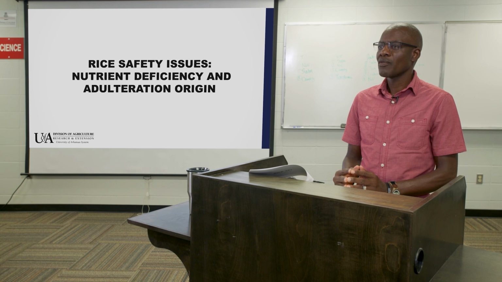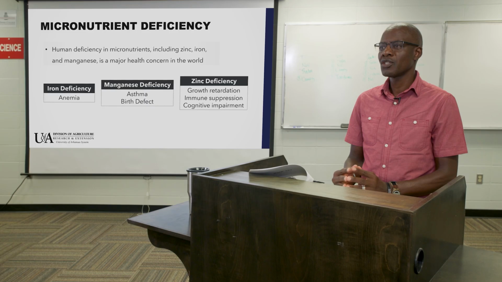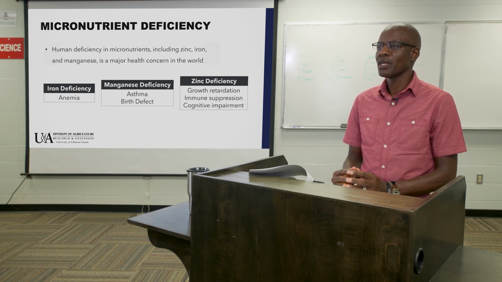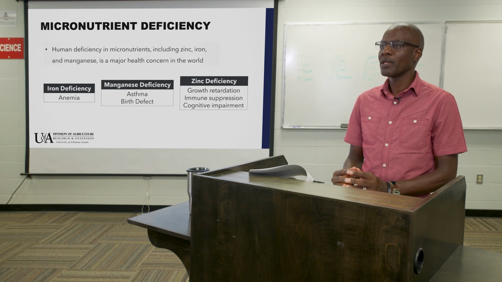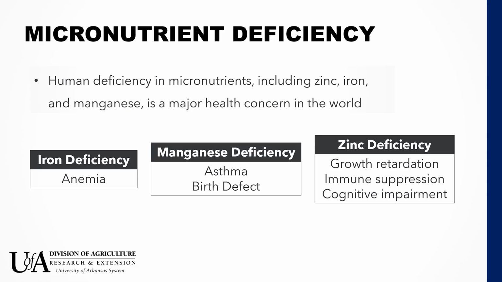Now, let's look at some of the rice safety issues that result from nutrient deficiency and adulteration. Human deficiency in micronutrients is rampant, particularly in countries that use rice as a staple food. This may not be a major problem in the United States, but from World Health Organization statistics, there are some countries that use rice as a staple food, and if they don't supplement it with other nutrition, there are cases where they may be deficient in things like zinc, iron, manganese, and this could cause major health concerns.